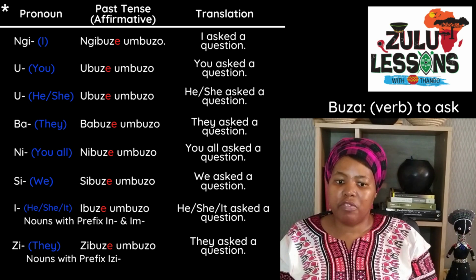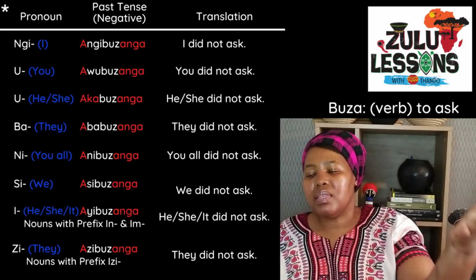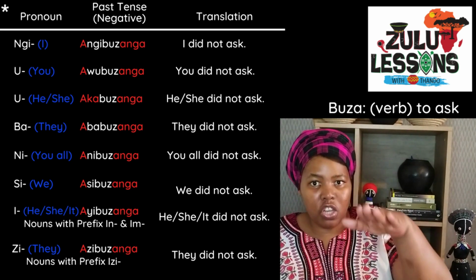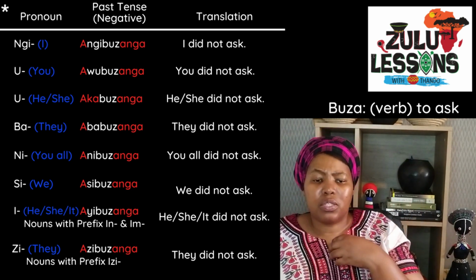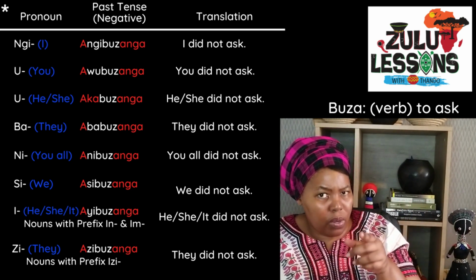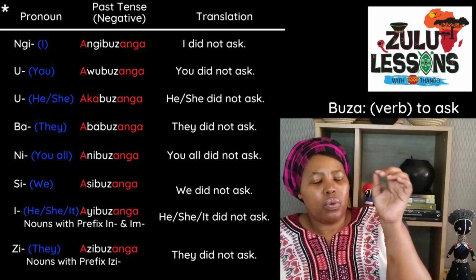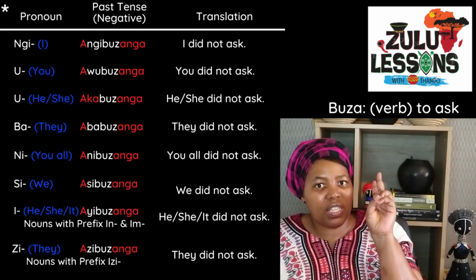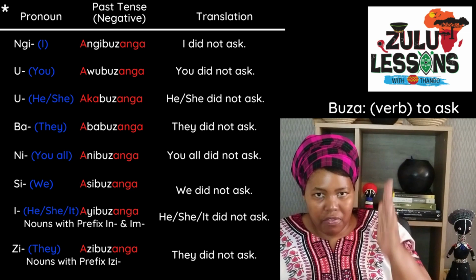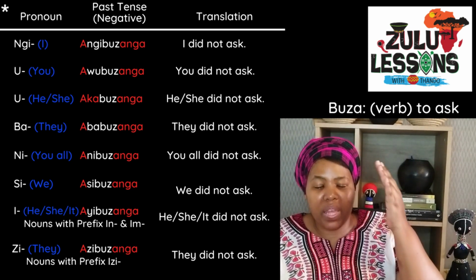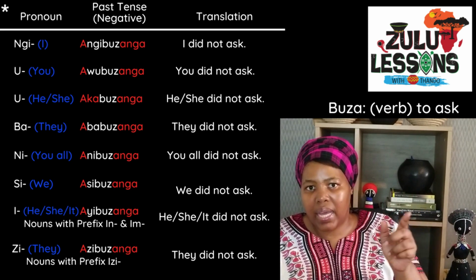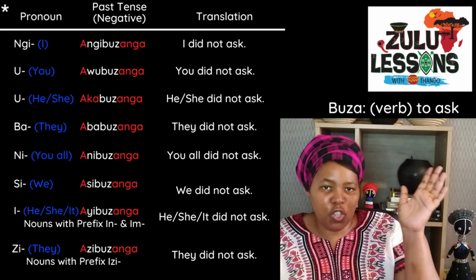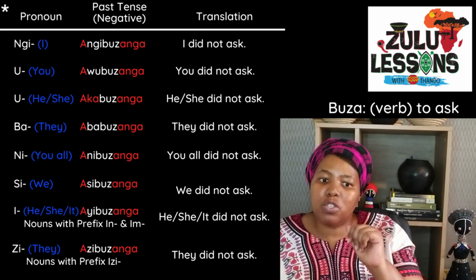So those are nouns with the prefix izi. Now let's do the negative of these and say I did not. Not I asked, but I did not ask. So, angibuzanga. Let's look at that. At the beginning, we are putting a, just like we did for the present tense, just like we did for the future tense. A in everything. And of course, when we have an I, we'll put I. If we have a you, we'll put awu. And if it's just he or she, we say aka.